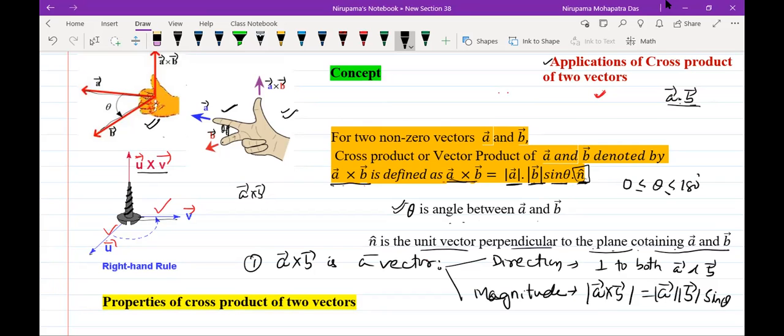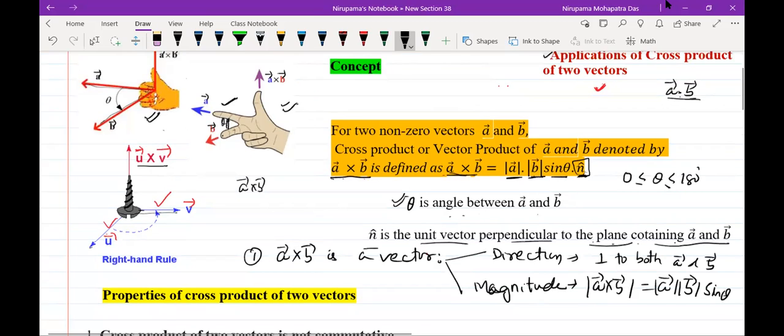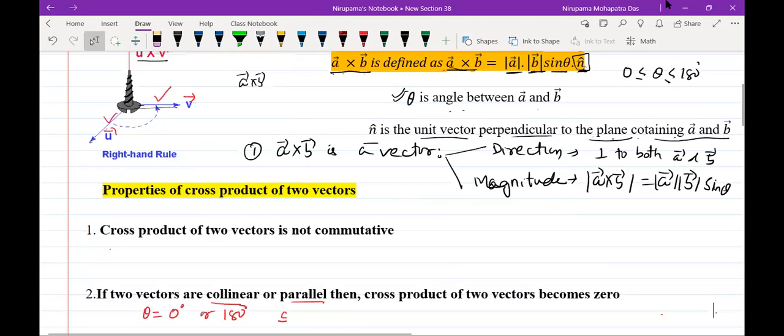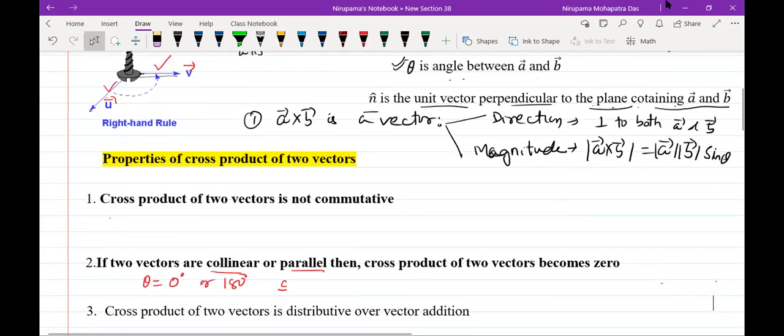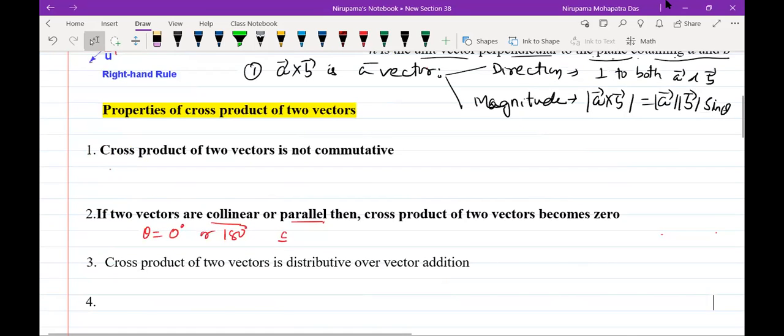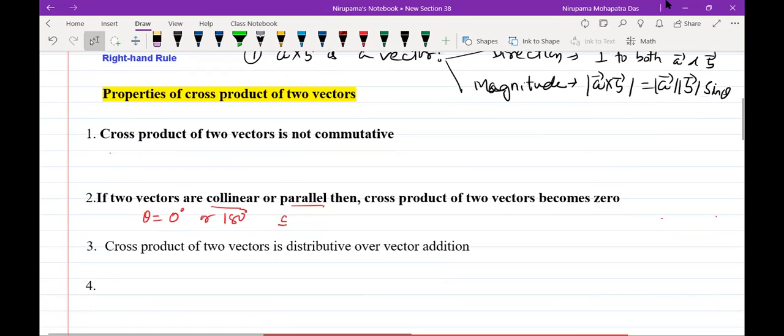Is it clear? So we have studied what is A cross B, how to denote it, that it is a vector quantity, and its direction and magnitude. Now next we will go to the properties of cross product of two vectors. So the first one is about the cross product of two vectors.